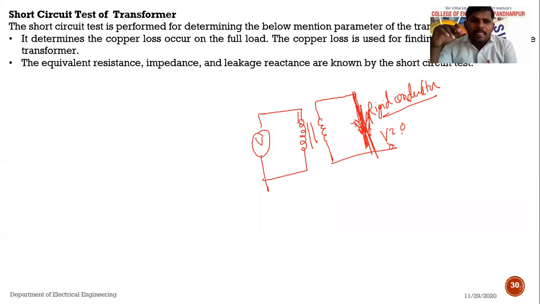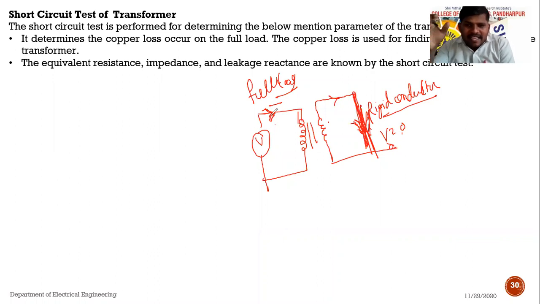See, in that situation, the current flowing from the primary as well as the current flowing from the secondary, that means the full load current, will be flowing from the primary and secondary. If we apply the full load, this current flows from the primary and secondary, that is the rated current, at minimum voltage or at low voltage.